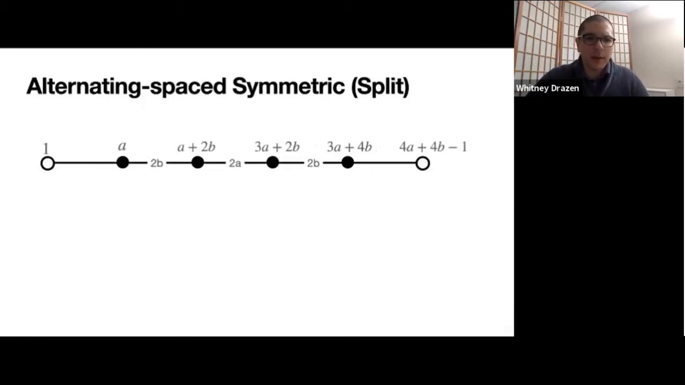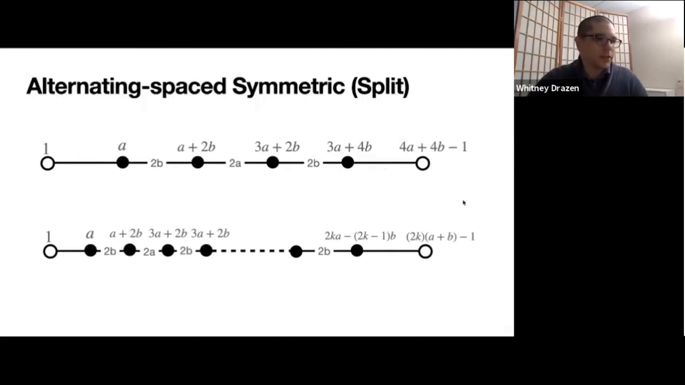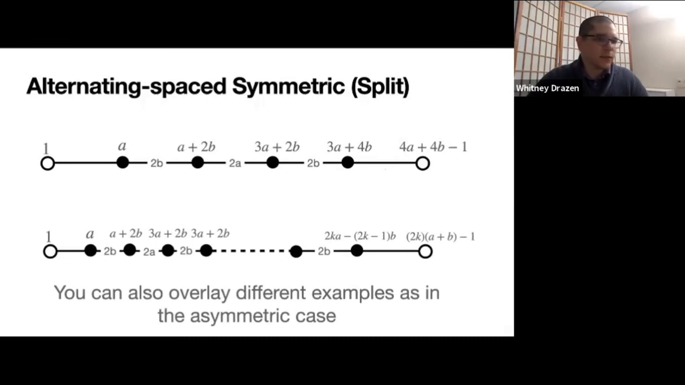Okay, so then we can have a symmetric example that has the same character. The spacing is 2B and 2A with a spacing of A minus 1 on the left-hand side and a spacing of B minus 1 on the right-hand side. And we can also extend this by having alternating 2A's and 2B's. And we can also overlay different examples as in the asymmetric case with these 2A's and 2B's.